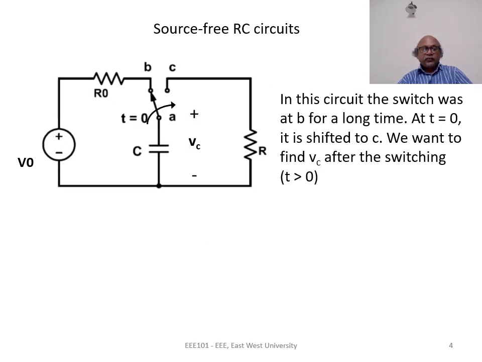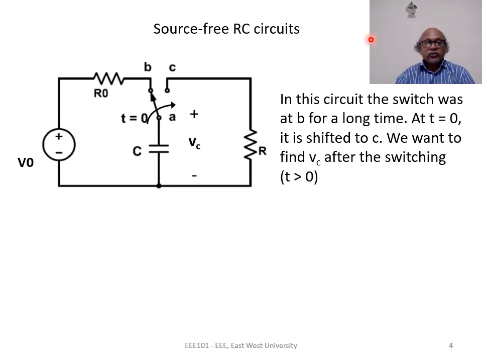Now we can discuss source-free RC circuits. Let's look at this circuit. Here we have a capacitor C, a resistance R, and a voltage source V0 in series with a resistance R0. There is a two-way switch, or SPDT switch. For t less than 0, the switch is at node B. For t greater than 0, the switch is at node C. Our objective is to find the capacitor voltage after the switching, or for t greater than 0.